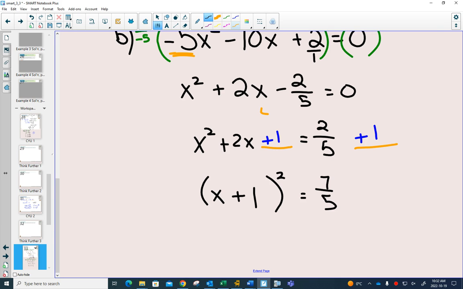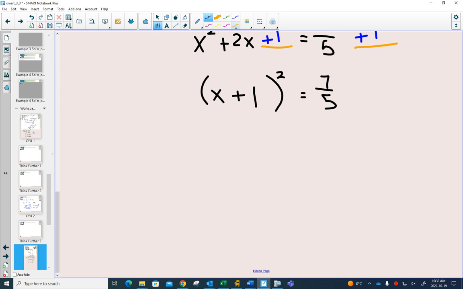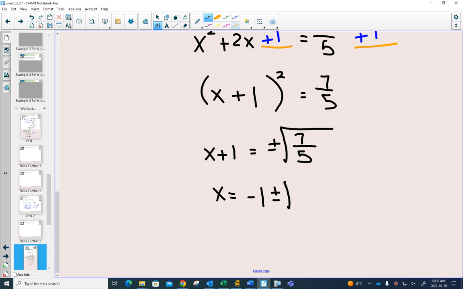Okay? I think the textbook's going to lose a whole mark on simplifying on this one, but we'll do it right. Okay? Now we have something squared. We can square root both sides. So that leaves me with x plus 1 equals plus or minus the square root of 7/5. And then to get x by itself, you subtract 1 on both sides. And I'm going to guess this is where the textbook stopped. Yes.